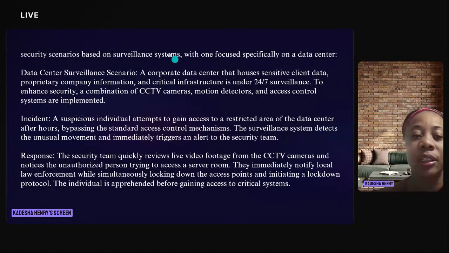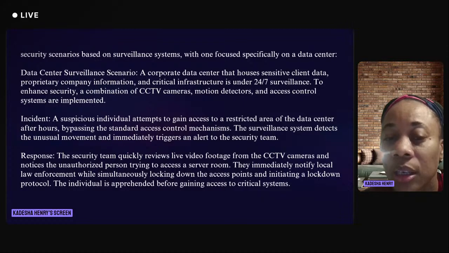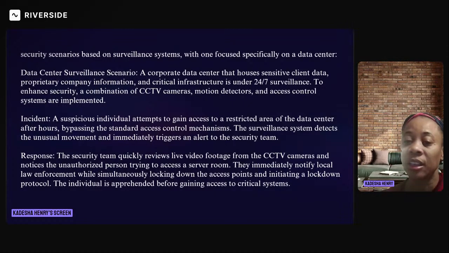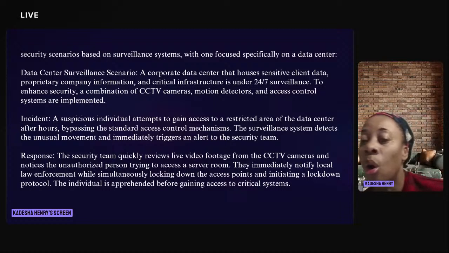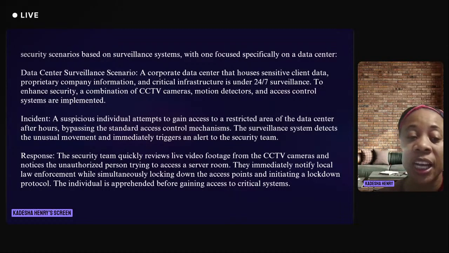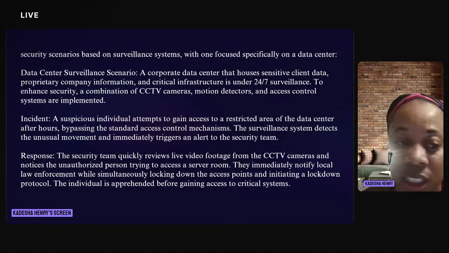So let's look at some scenarios right here. A data center surveillance scenario. A corporate data center that hosts sensitive client data and information and critical infrastructure is under 24/7 surveillance. To enhance security, a combination of CCTV cameras, motion detectors, and an access control system are implemented because this has all your sensitive data.